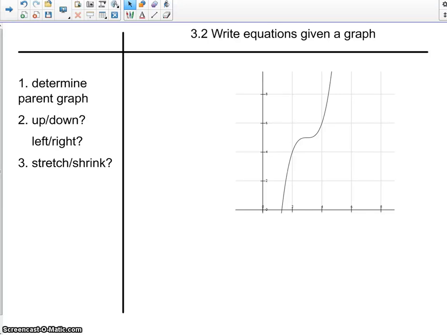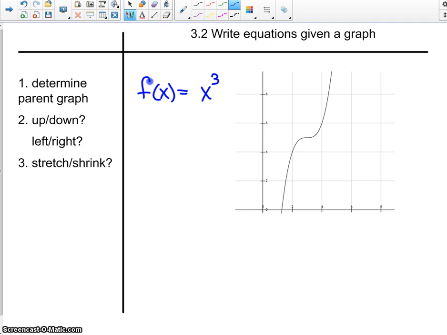All right, another part that we're going to deal with in section 3.2 that talks about our parent graphs again is how do I write a function, write an equation given a graph. And it's very similar. If you remember when we started looking at graphing these functions, we talked about number one, decide what parent graph we have. So when I look at this graph, I recognize it as f of x or y equals x cubed. Okay. So that's where we're going to start.